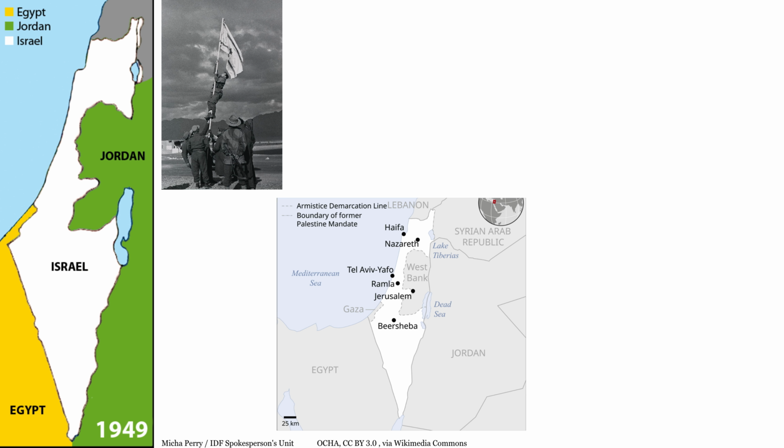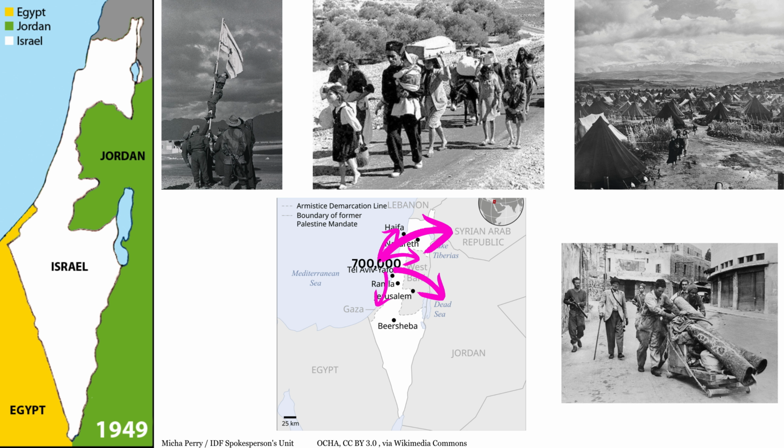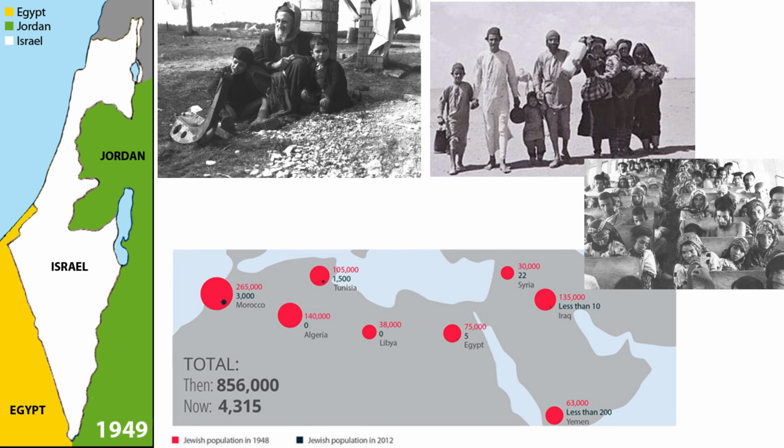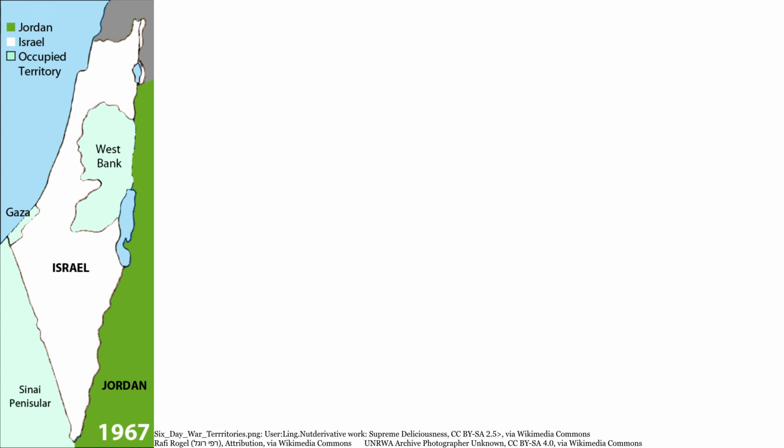After the war, around 700,000 Arabs fled to surrounding areas, mainly Gaza, the West Bank, Jordan, Lebanon, and Syria, a movement Palestinians refer to as the Nakba, the catastrophe. Meanwhile, about 150,000 to 200,000 Arabs remained within the new borders of Israel and became Israeli citizens. At the same time, around 850,000 Jews were expelled or emigrated from various Arab countries, and over half, about 586,000, settled in Israel.